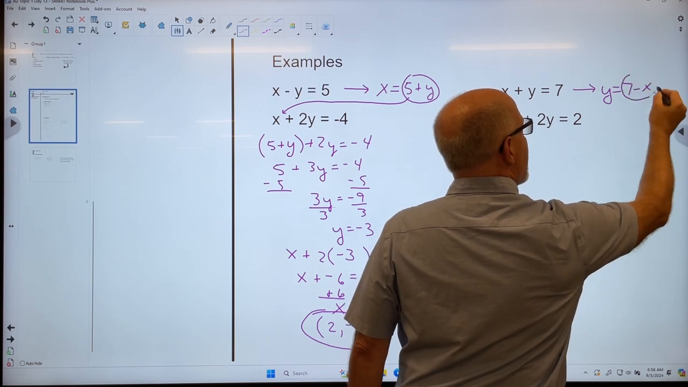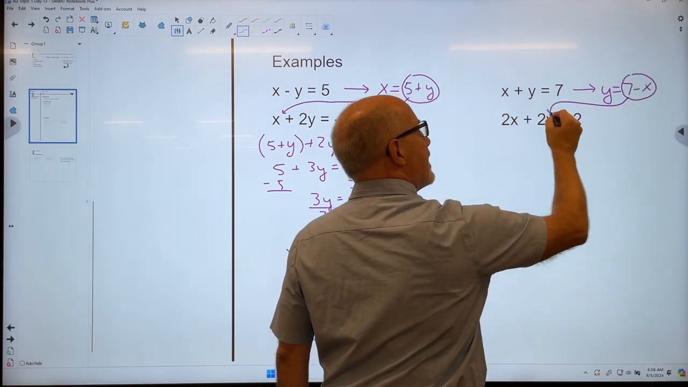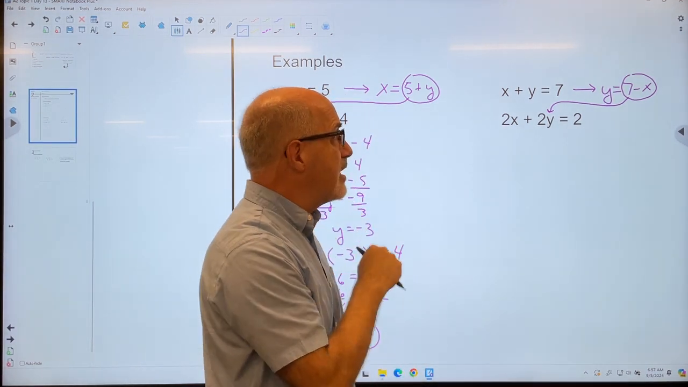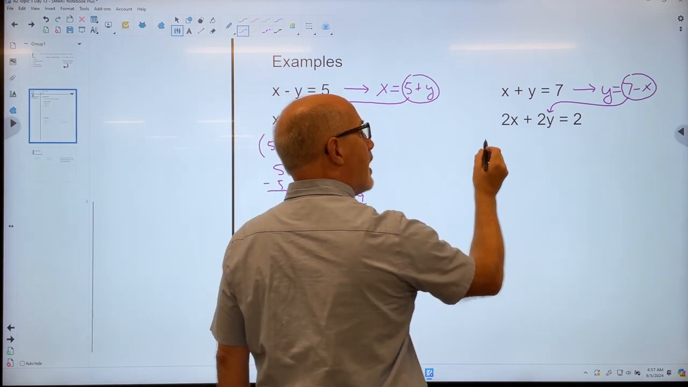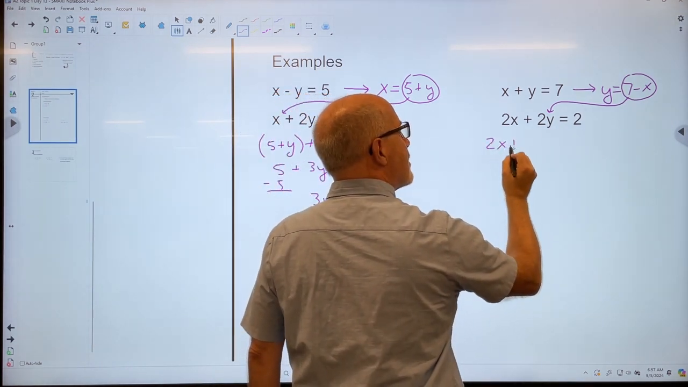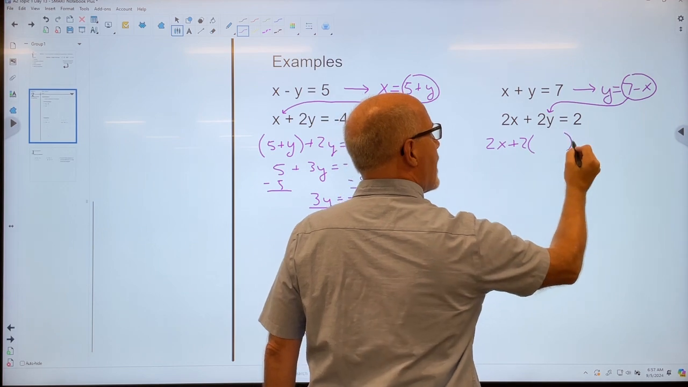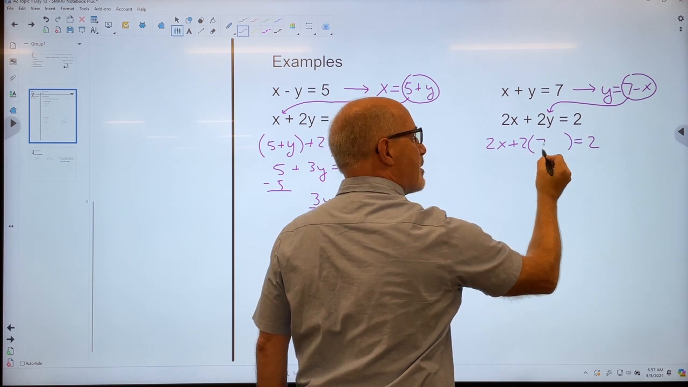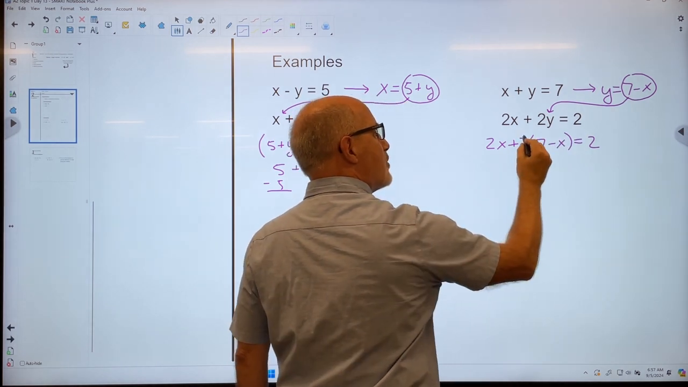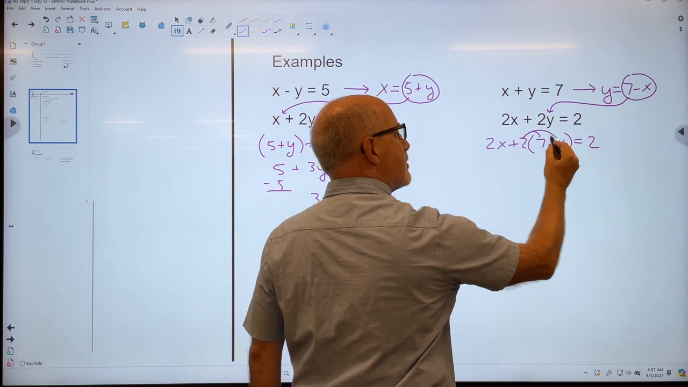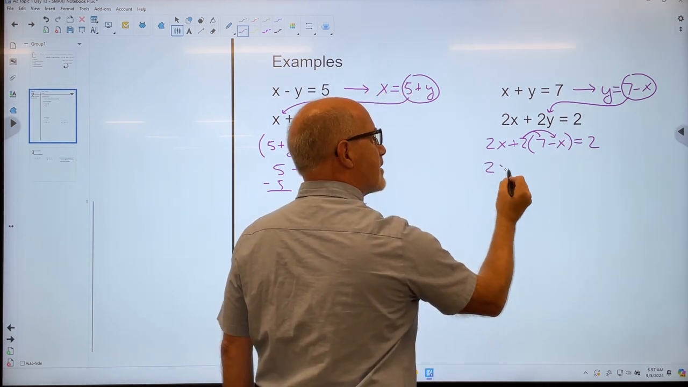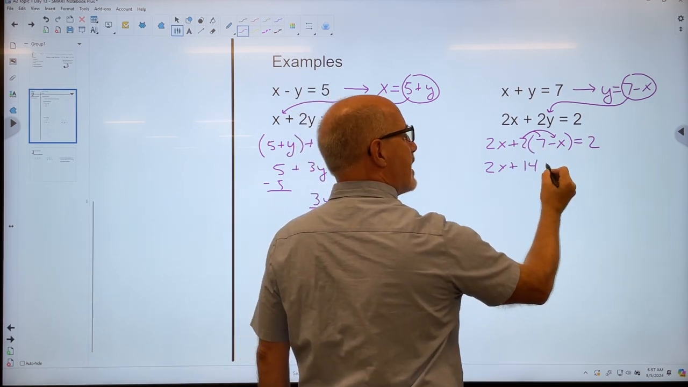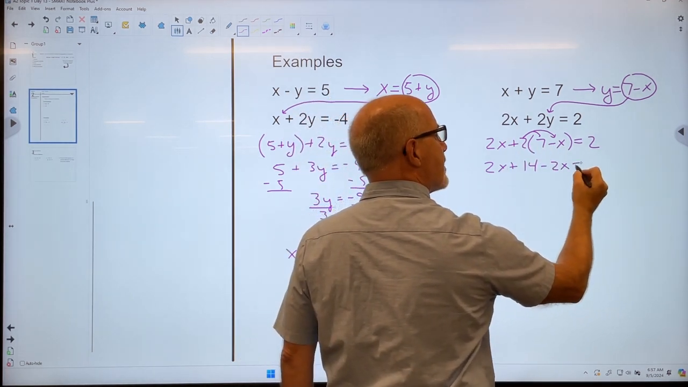I'm going to take this 7 minus x and it gets substituted in the other equation. Make sure you go to the second one, not back to the first. The second equation and put in for y. So I get 2x plus 2 times, out comes y, in its place goes what y is equal to. That's what substitution is. Now I'll distribute through to both of these. So I got 2x plus 2 times 7 is 14. 2 times negative x is negative 2x.